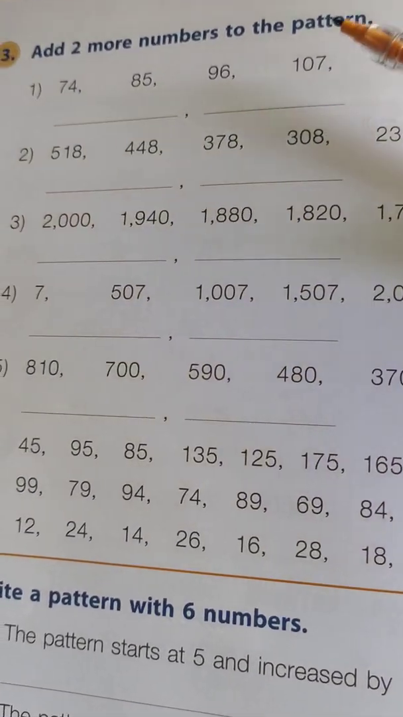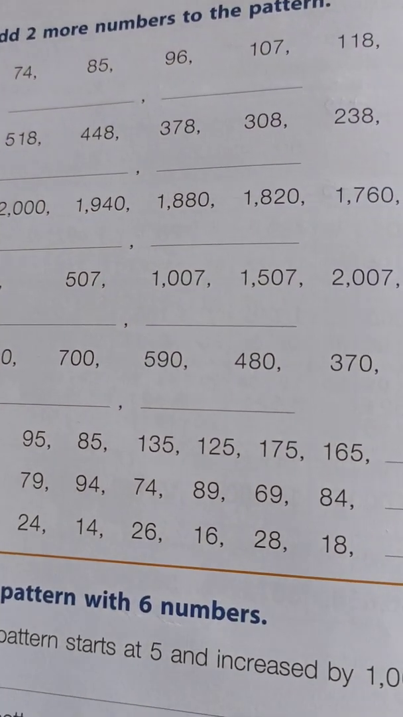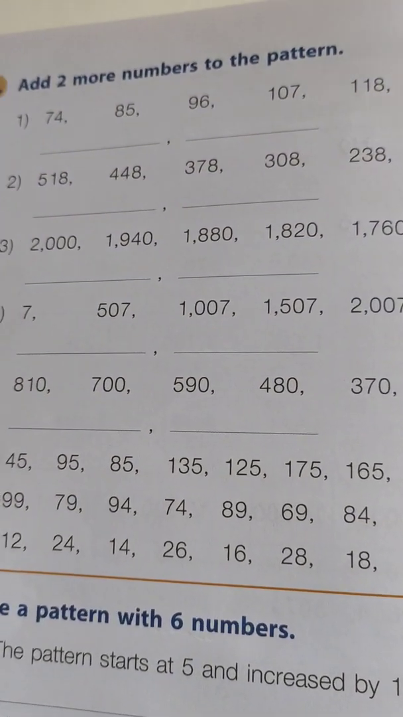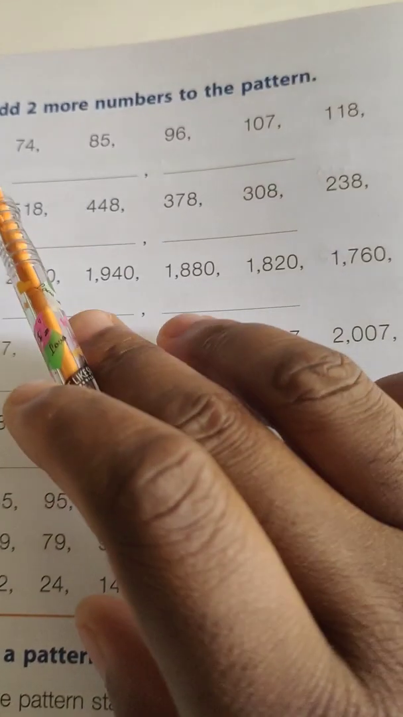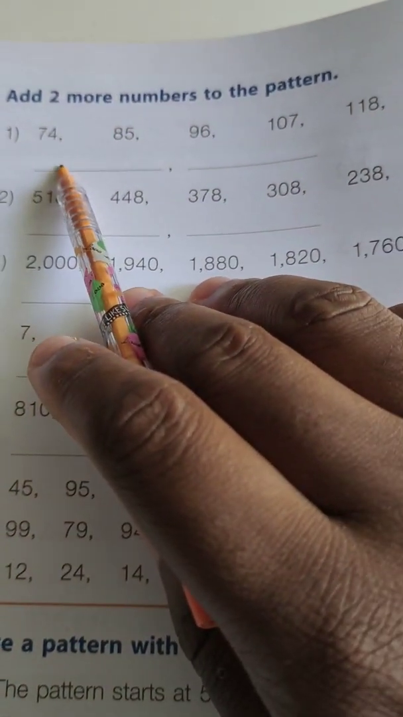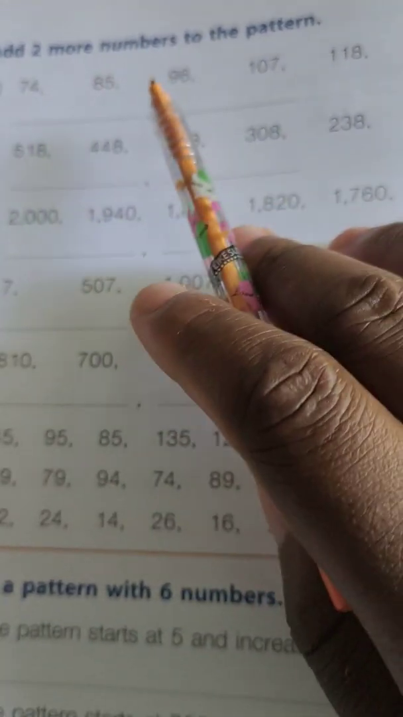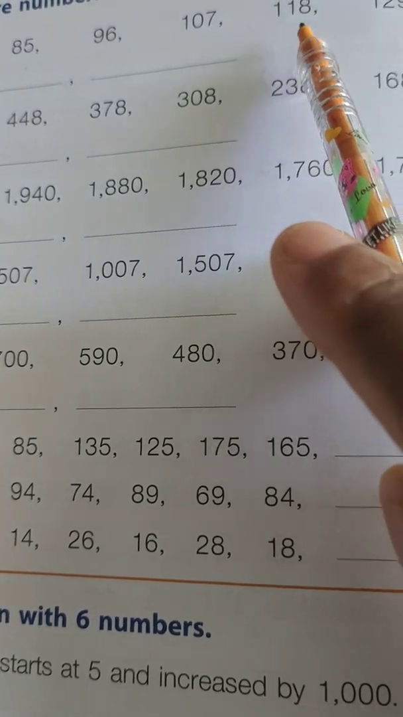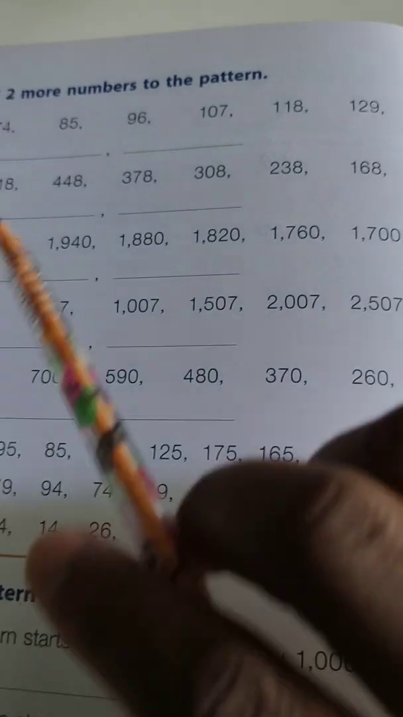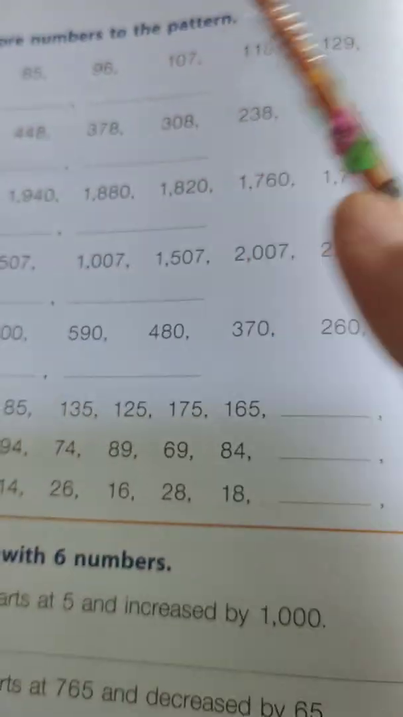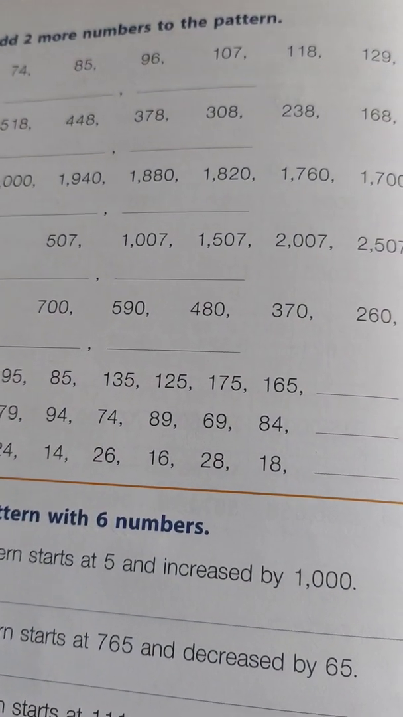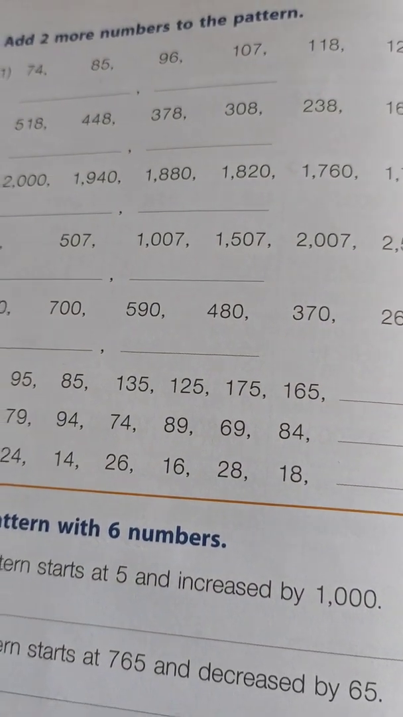On exercise 3, you still have to complete patterns. They say add 2 more numbers to the pattern. This is page 30. Add 2 more numbers to the pattern. So let's look. Number 1, we have 74, 85, 96, 107, 118, 129. So our pattern is moving from the smaller one to the greatest one.